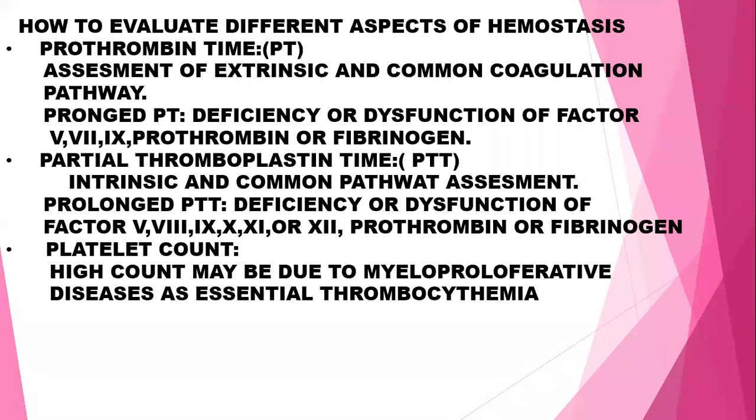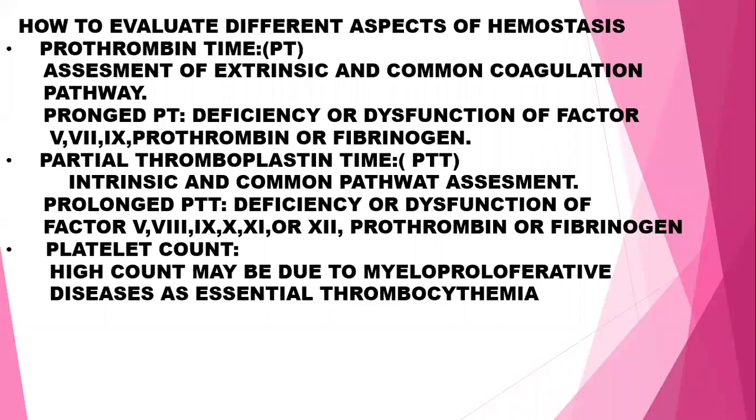The major thing here is how to evaluate the different aspects of hemostasis. The first thing is prothrombin time or PT. It is done for the assessment of extrinsic and common coagulation pathways. The prolonged PT is either due to the deficiency or dysfunction of factor 5, 7, 9, prothrombin or fibrinogen. As you know, fibrinogen is factor 1 and prothrombin is factor 2.